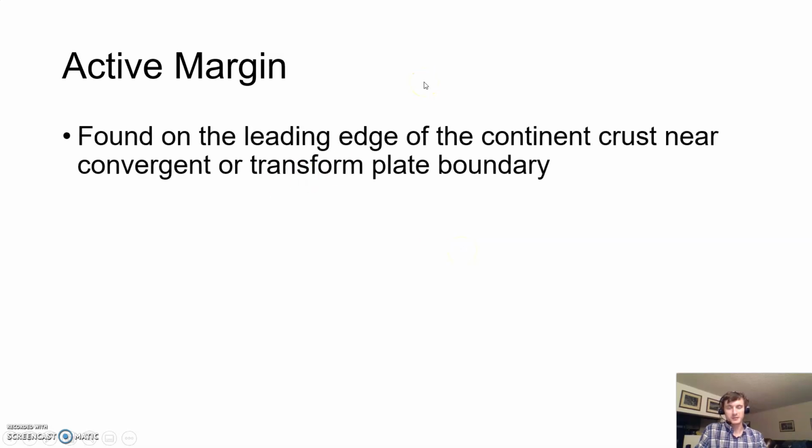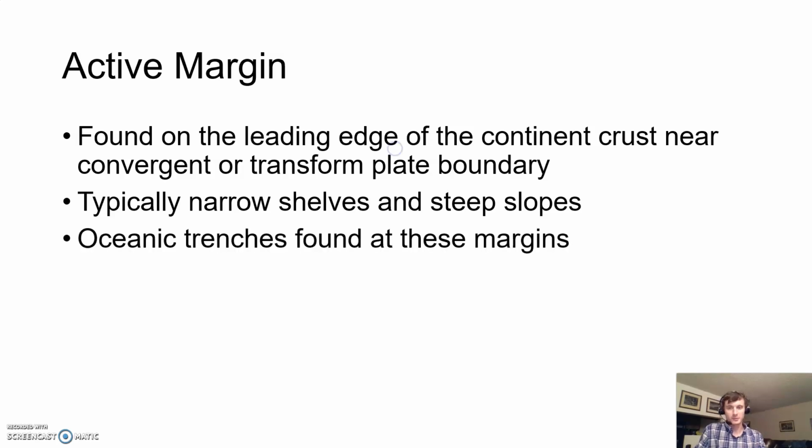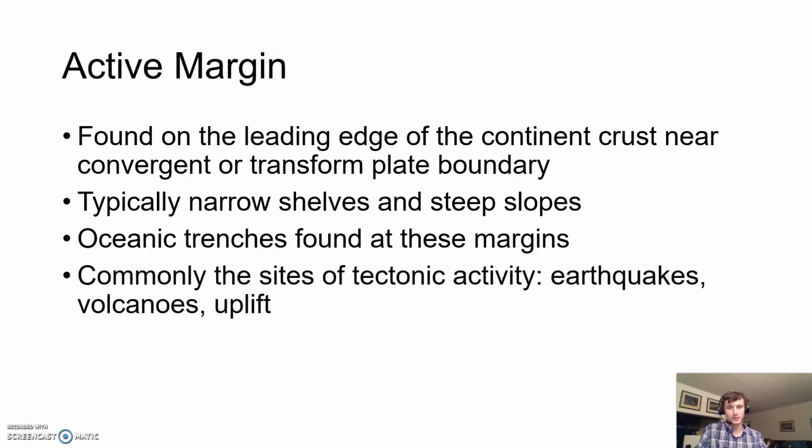So active margin, you have the leading edge of continental crust near some kind of active plate boundary, either convergent or transform plate boundary. Typically you get narrower, thinner shelves on these, and steeper slopes. You also get trenches in these locations. So the downgoing plate essentially drags the edge of the continent a little bit down with it in order to form trenches. These are the very deepest parts of the ocean, pretty much around the world. Commonly you get earthquakes, volcanoes, and uplift, all of your signs of tectonic activity here.